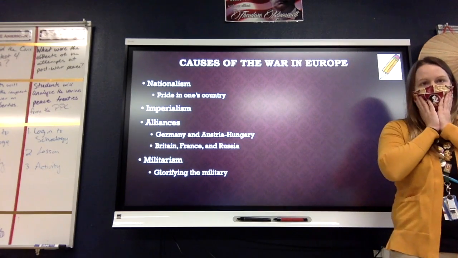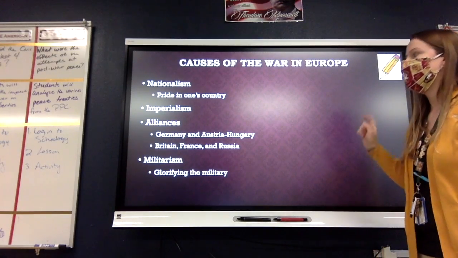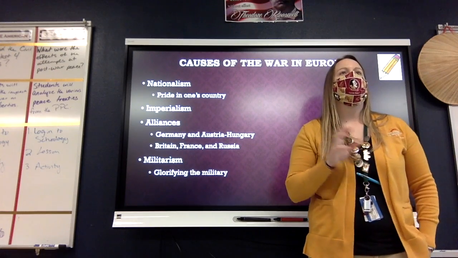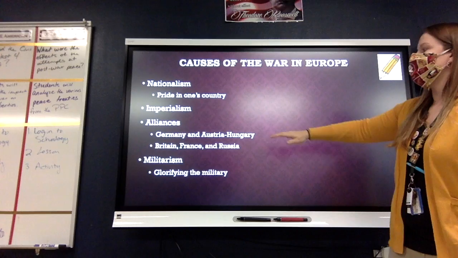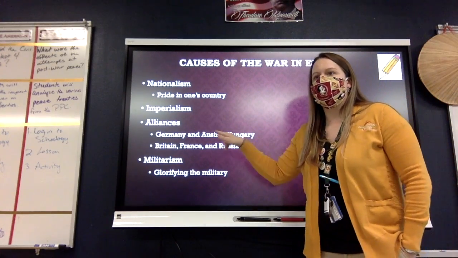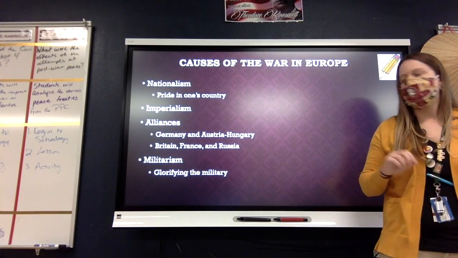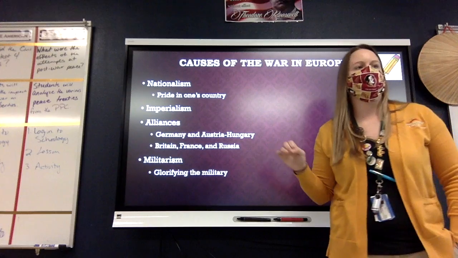Next is alliances, which is a big one, which we'll come to in a moment. So basically, you had secret alliances between these countries. They weren't secret. It was more that what was actually in their alliances was secret, but you knew they were allied. So you had Germany and Austria-Hungary, which is one country here, and also Italy. That's called the Triple Alliance. Britain, France, and Russia also had an alliance known as the Triple Entente.